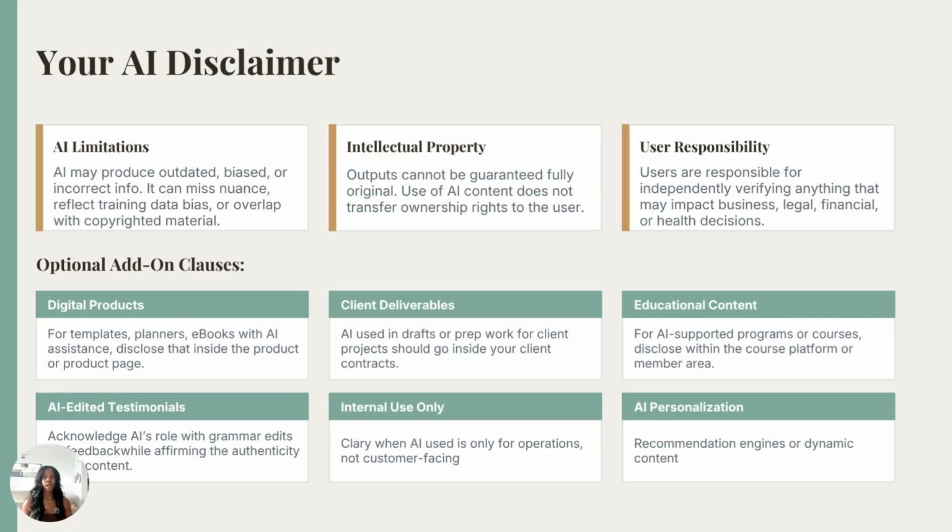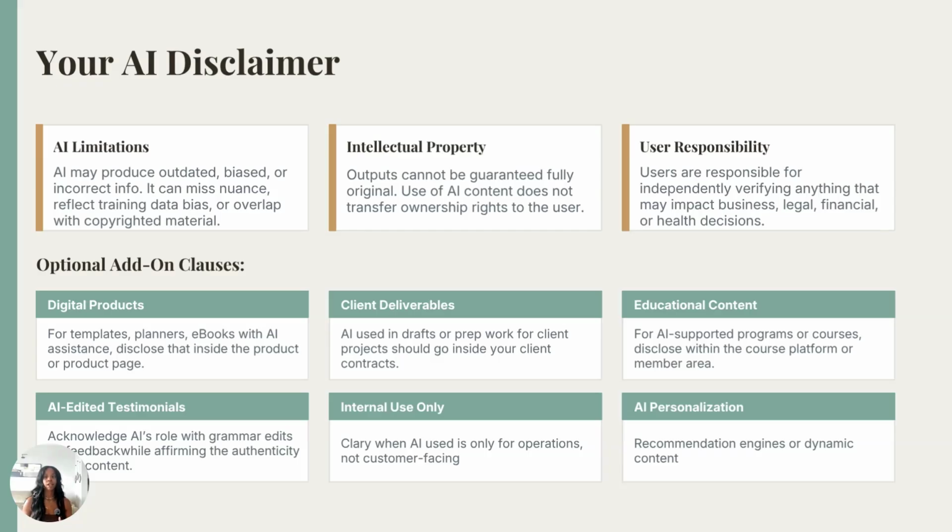So when crafting your AI disclaimer, it's crucial to address AI's limitations. AI outputs can sometimes be outdated, biased, or incorrect, reflecting the biases in their training data or even overlapping with copyrighted material. So this makes it important to clarify that AI content is not guaranteed to be fully original, and using AI outputs doesn't transfer any ownership rights to users. Equally important is the user's role. Users must independently verify information, especially if it impacts business, legal, financial, or health decisions.